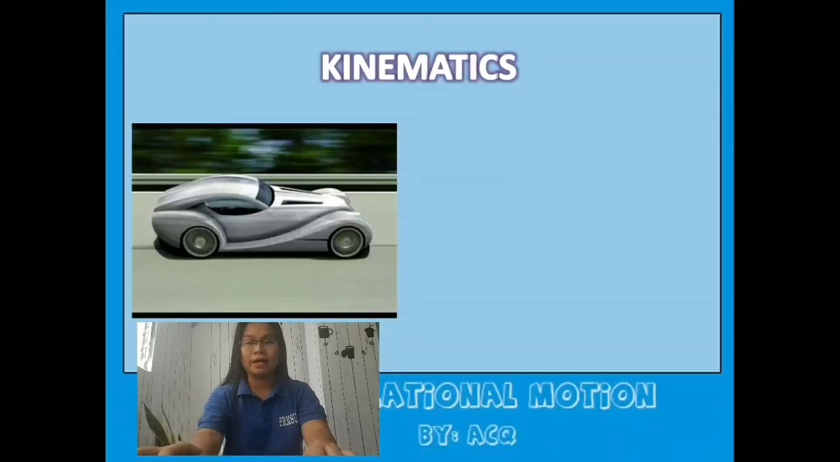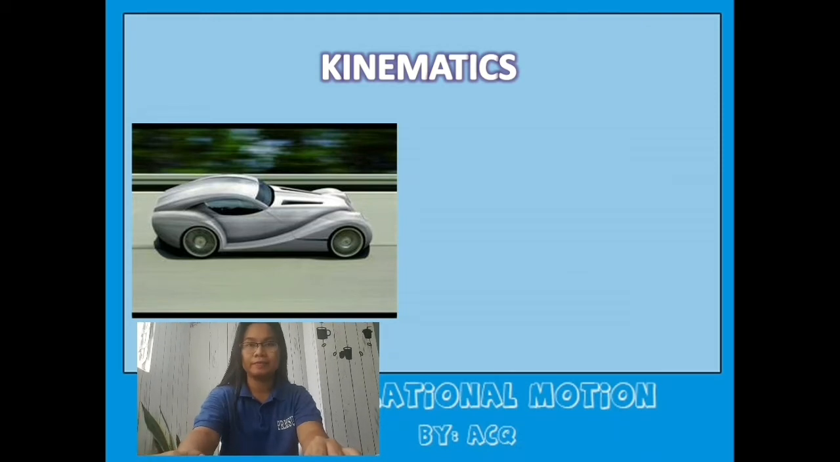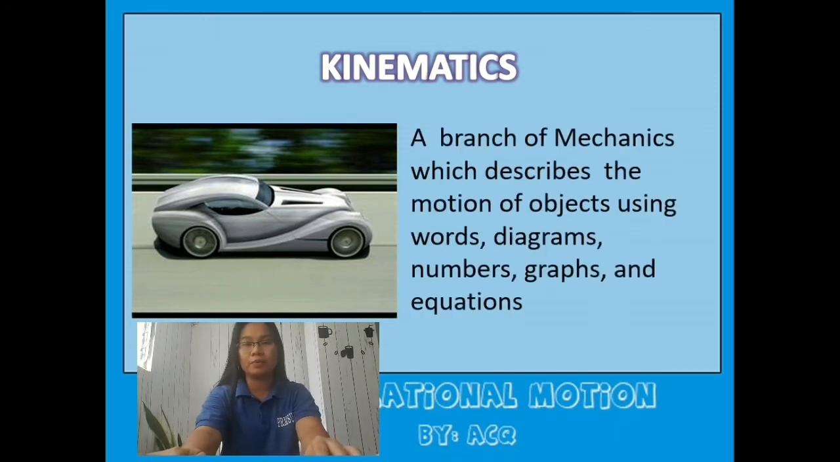One is about kinematics, which is a branch of mechanics. Mechanics has two branches: kinematics and dynamics. However, we will talk about kinematics. And what is kinematics? It is considered to be a branch of mechanics which describes the motion of objects using words. You can also use diagrams, numbers, graphs, and equations without regard to the forces acting on the object.